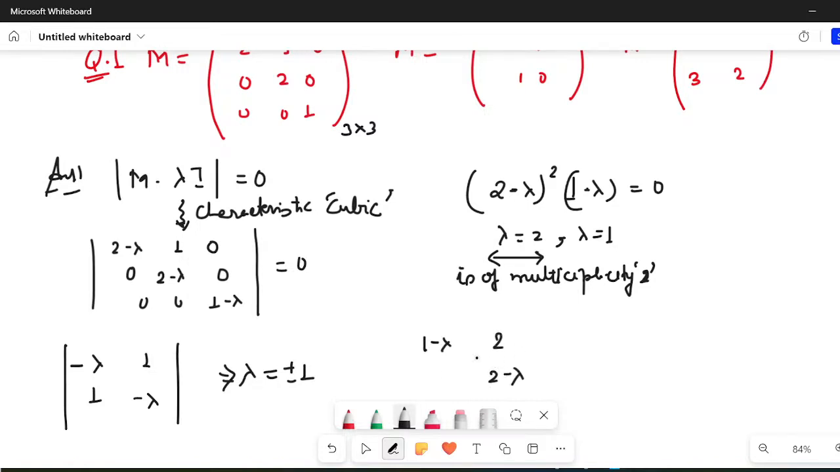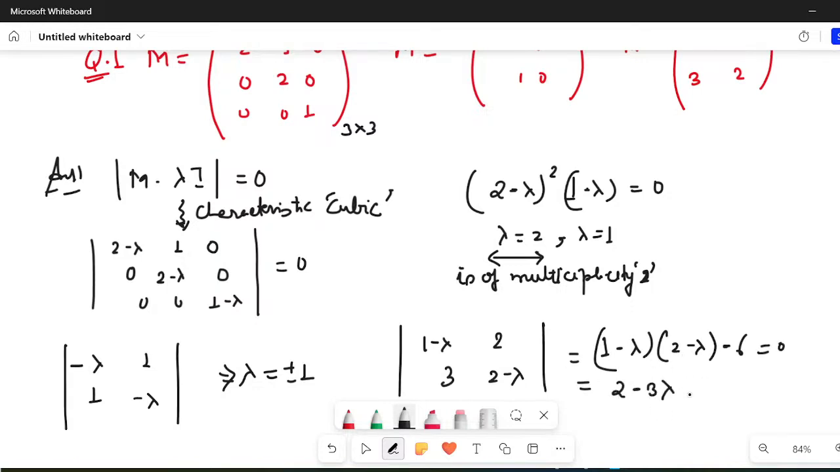Here you will get 2, here you will get 3. This is the third matrix whose eigenvalues you can find. I think (1 minus lambda) into (2 minus lambda) minus 6 equals 0. This will give you 2 minus 3 lambda plus lambda square minus 6. Quite easy. Lambda square minus 3 lambda minus 4 equal to 0, and I think it's easy to solve.